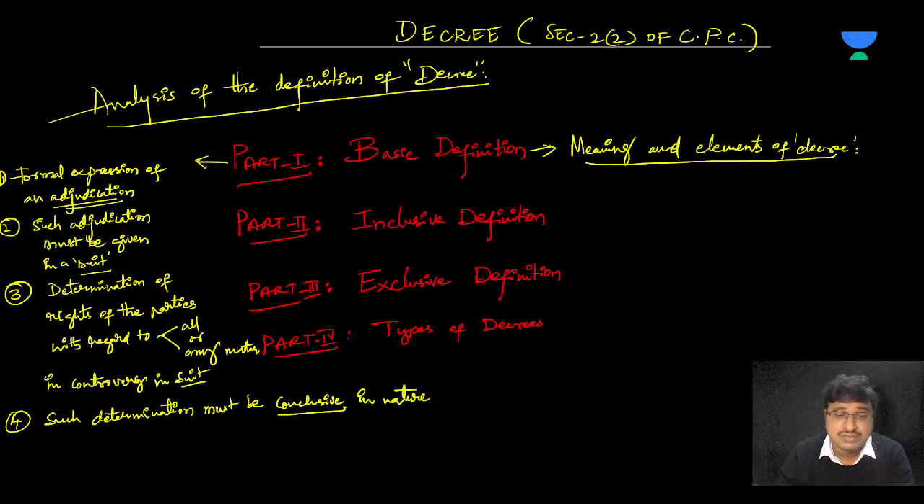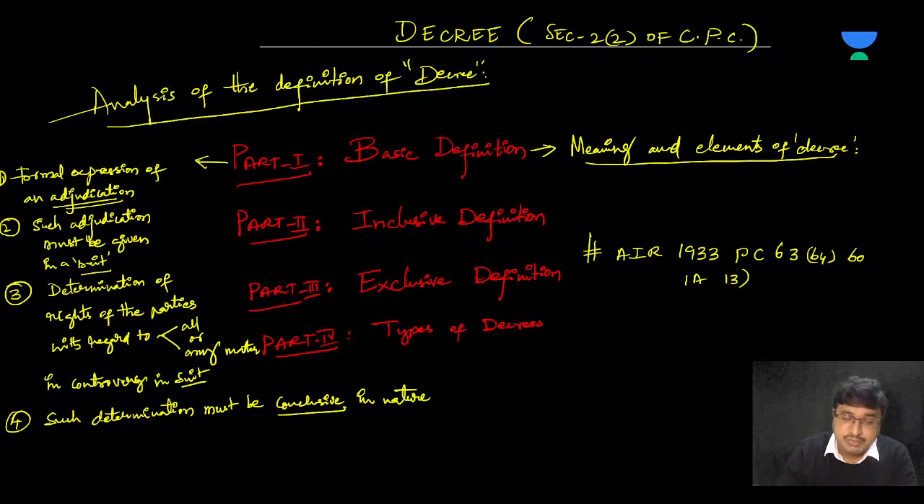Therefore, it is not defined in the Code of Civil Procedure, but in a case law reported in All India Reporter 1933 PC 63, 64, 60 IA 13. In this one, it is Hansraj versus Dehradun Mussoorie Electric Tramways Company Limited. In this case, it was held that the word suit originally means, and apart from some context, must be given to mean a civil proceeding instituted by the presentation of a plaint.